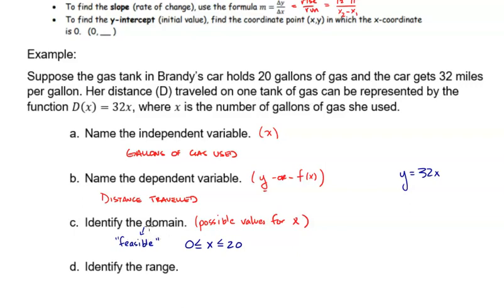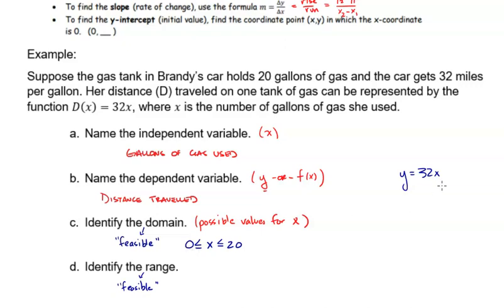So the feasible domain, or the domain for our scenario, is 0 is less than or equal to x, which is less than or equal to 20. Just another way of saying x is going to be between 0 and 20. Now the feasible range would be the next thing we're going to look at. The feasible range.